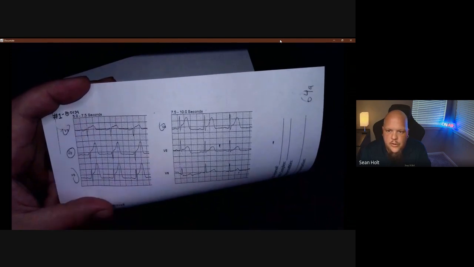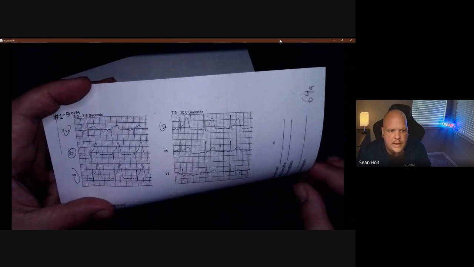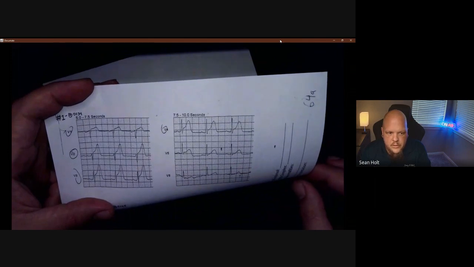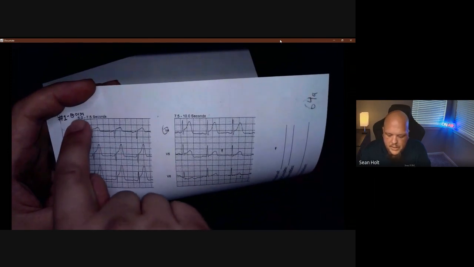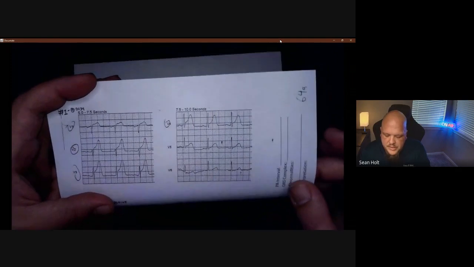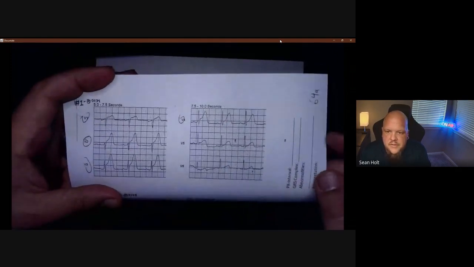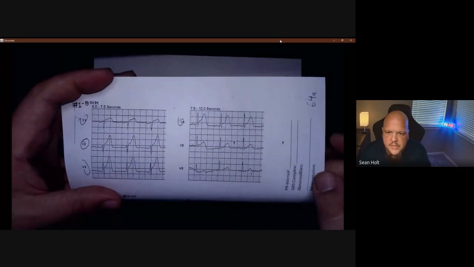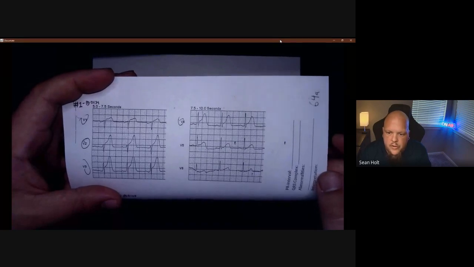So 0100 hours and 39 minutes, right? 0139. So middle of the night, this EKG was taken, and this person is having a STEMI, okay? A ST elevation myocardial infarction.